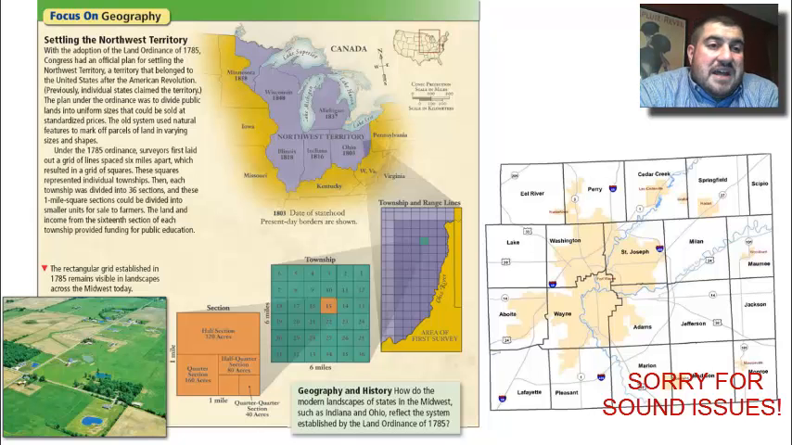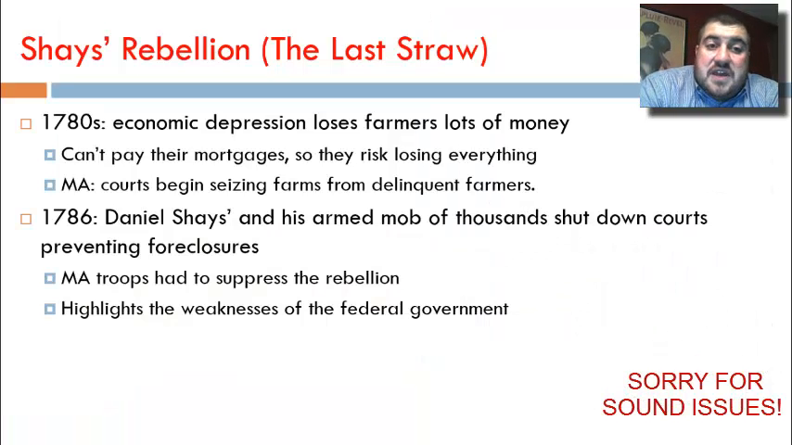And so this kind of upsets people, and Shays' Rebellion is kind of the last straw before we need to change stuff. In the 1780s, because of the weak economy, an economic depression causes lots of farmers to lose money, and if they don't have any money, they can't pay their mortgages. In Massachusetts, the courts begin seizing farms from farmers who are delinquent on their mortgages. But they didn't think it was fair because the government is supposed to protect property rights, not take them away.